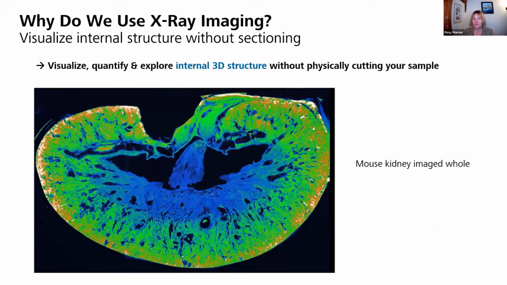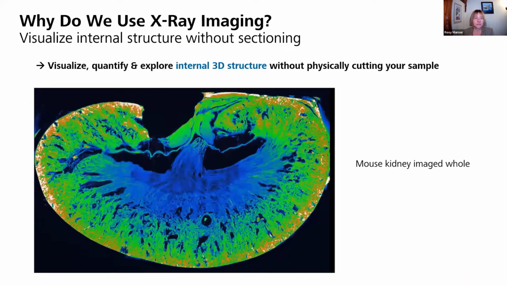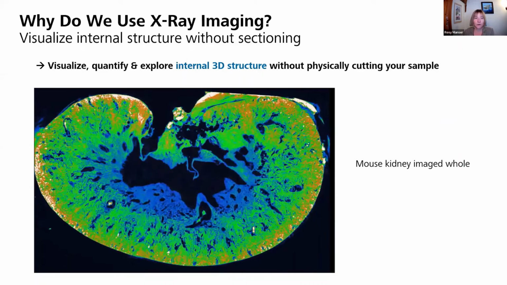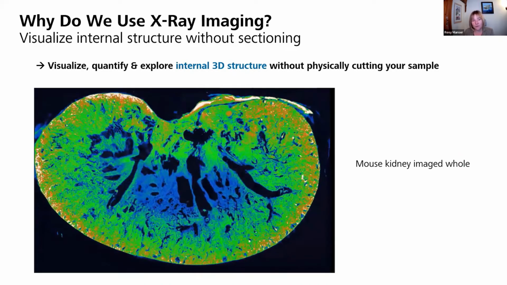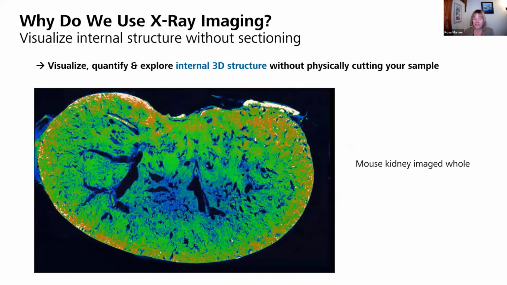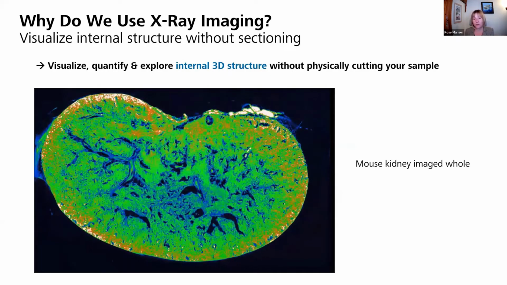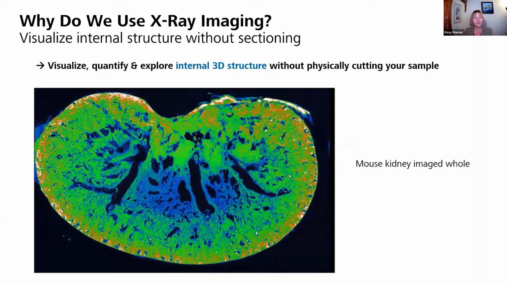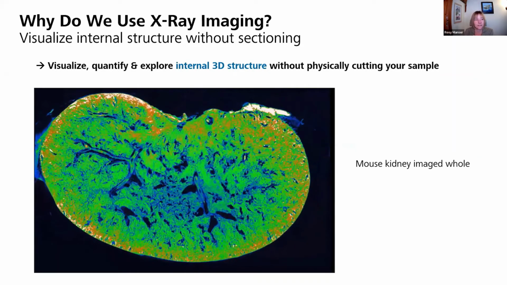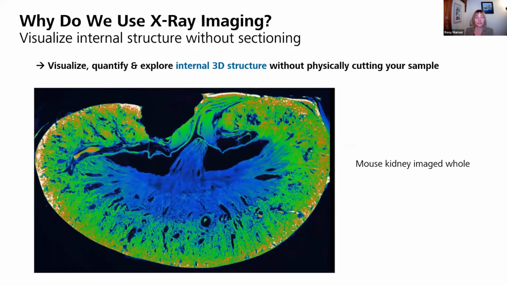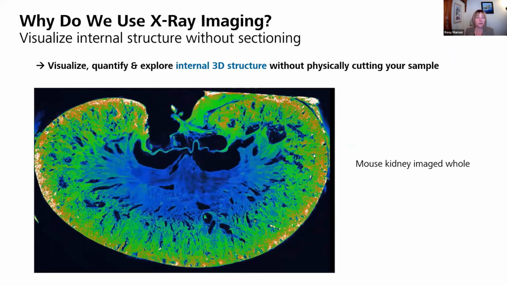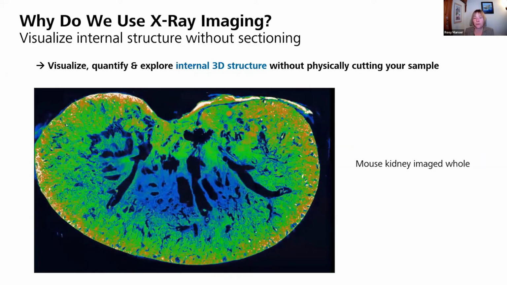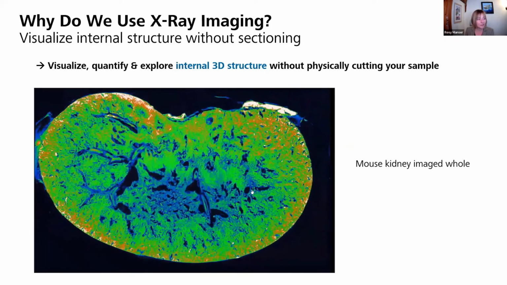So let's start with the basics of why you would want to image using an X-ray system. So the huge value of X-ray imaging is that it's a non-destructive technology. You can acquire information from your sample without physically having to section the sample at all. And this is hugely powerful for a number of different applications. Here you can see that this is a mouse kidney that's been imaged using X-ray technology. It hasn't been sectioned. You can look at the internal structure without any problem at all. And you can then go on to look at that sample in more detail using other technologies because you haven't destroyed it.